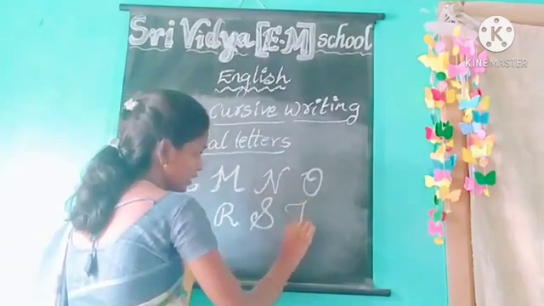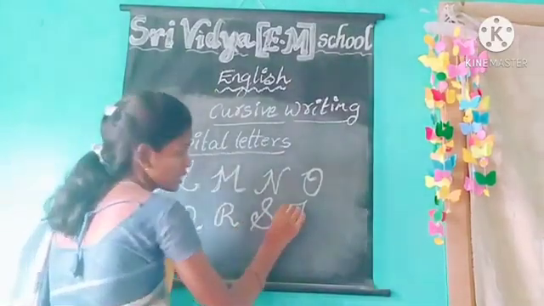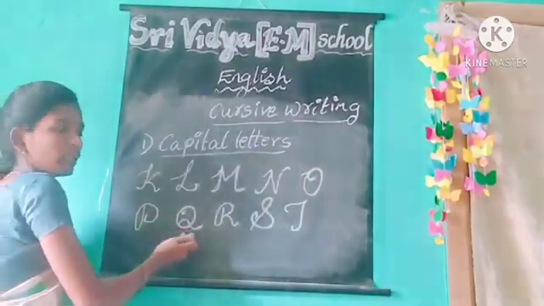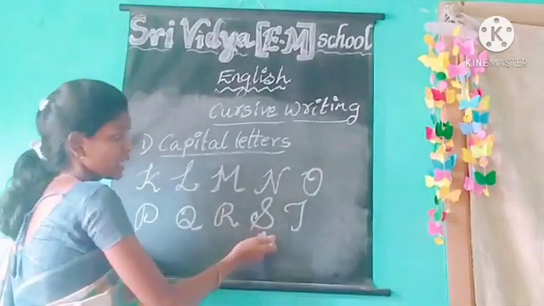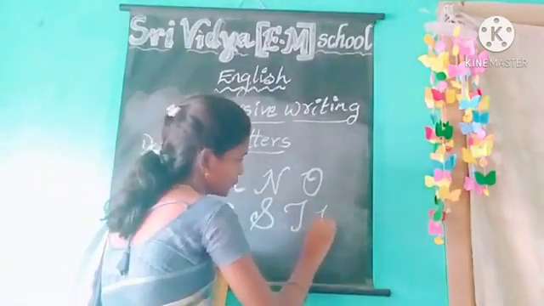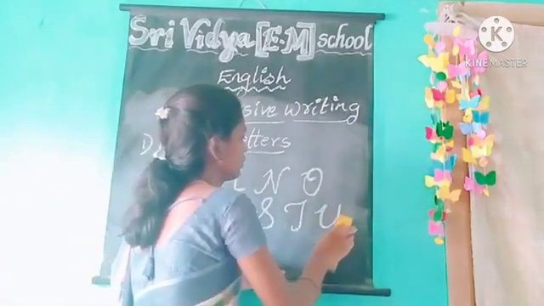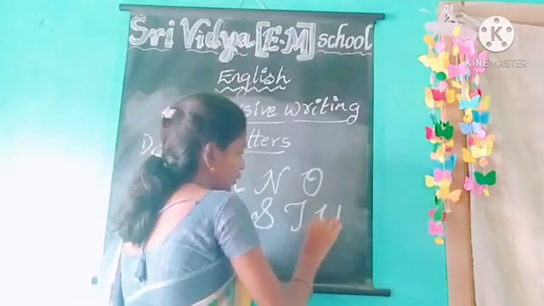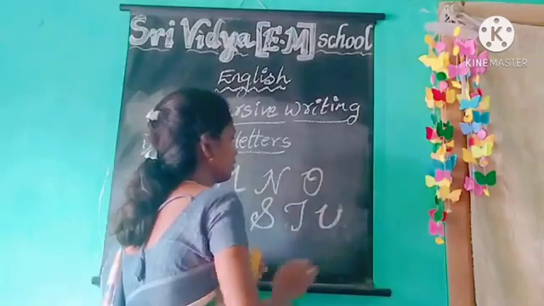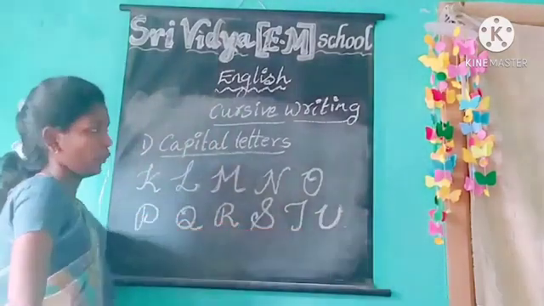The next letter after S is T. P, Q, R, S, T. The next one is U. Okay. S, T, U. The next letter is U.